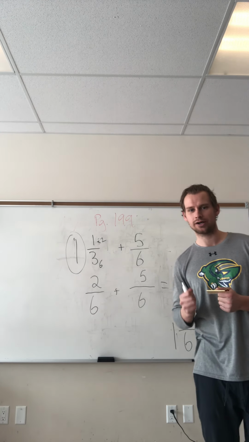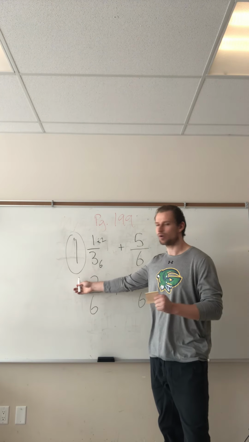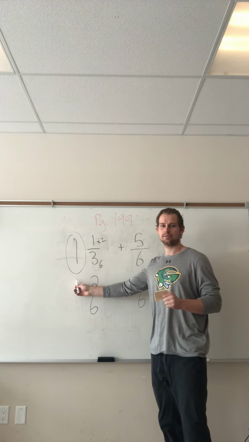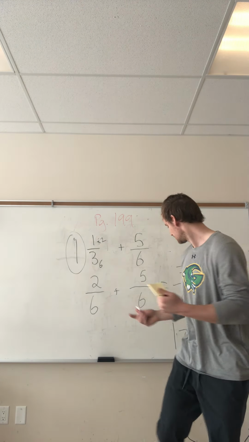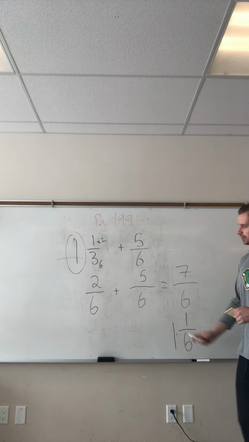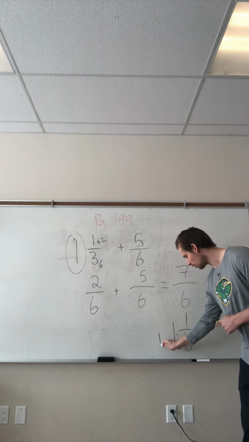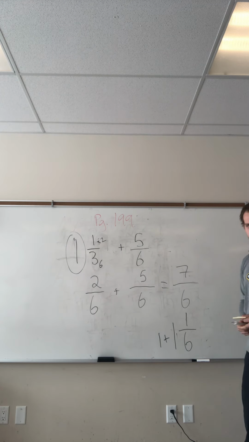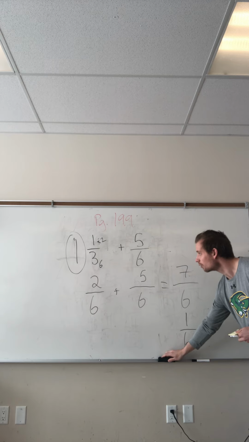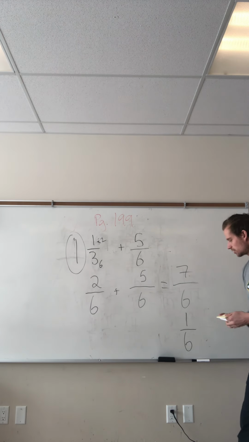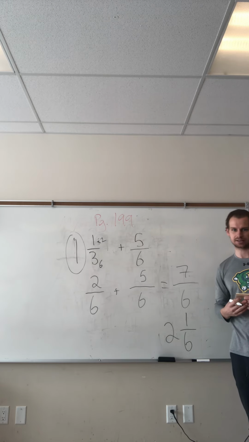But that is not quite our answer, and why is that? Go back to the 1. We cannot forget we had 1 whole number at the start as well. So now the easy part is we have 1 and 1/6. We just need to add 1 whole back to it. So this 1 plus 1 becomes a 2. We brought our 1 from over here over to this question. We now have 2 wholes and 1/6.